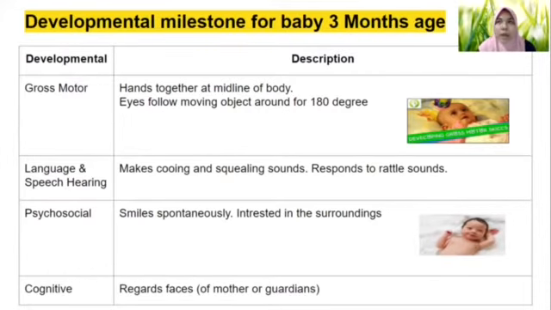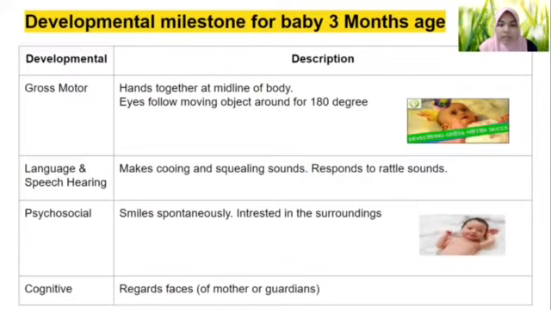For example, you can see most babies tend to have the interest to talk with you. So that is the development they are reaching for language and speech. Psychosocial: smiling spontaneously and interest in the surroundings. When it comes to the age of 2 to 3 months, the baby tends to smile at the person who is doing something towards them. So this is psychosocial development.